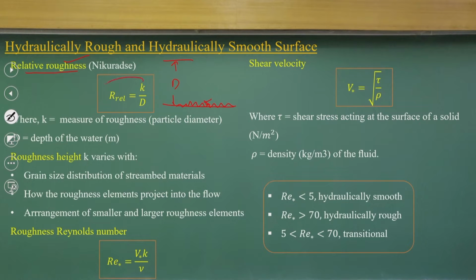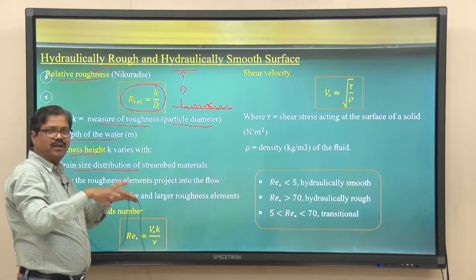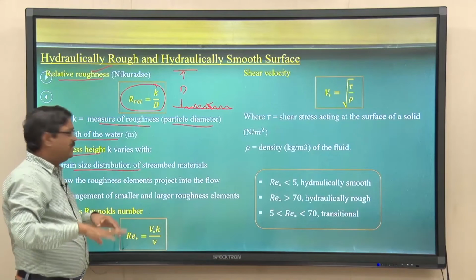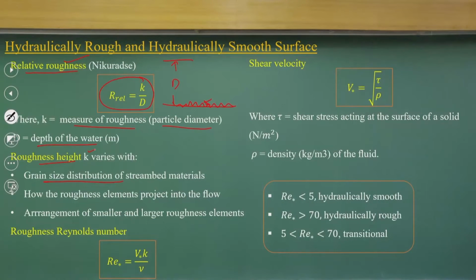If you look at this relative value, which is a simple ratio of k by the d value, k is a measure of the roughness, basically the particle diameters, and d stands here for the water depth. This roughness height k varies with the grain size distributions of stream beds, whether you have a gravel bed or a sand bed. So this roughness varies. The roughness elements are projected into the flow. The arrangement of smaller and larger roughness elements also plays a role.